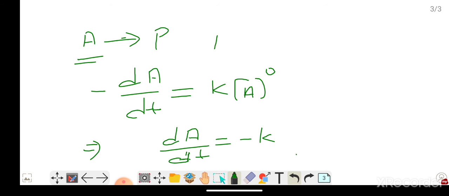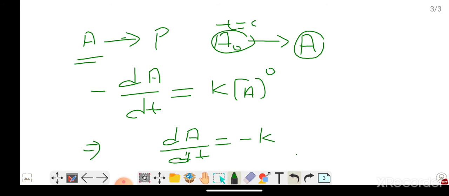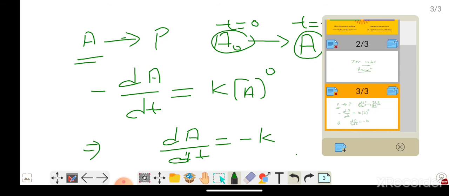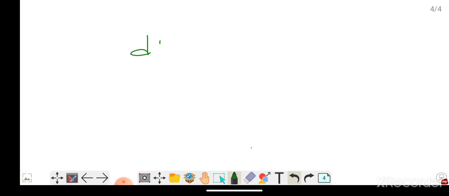Here let's suppose the initial concentration of A is A0, and it changes to a final concentration A. That is, the concentration of A at t equal to 0 is A0, and the concentration of A at t equal to T is A. Now on solving, we have dA is equal to minus K dt.